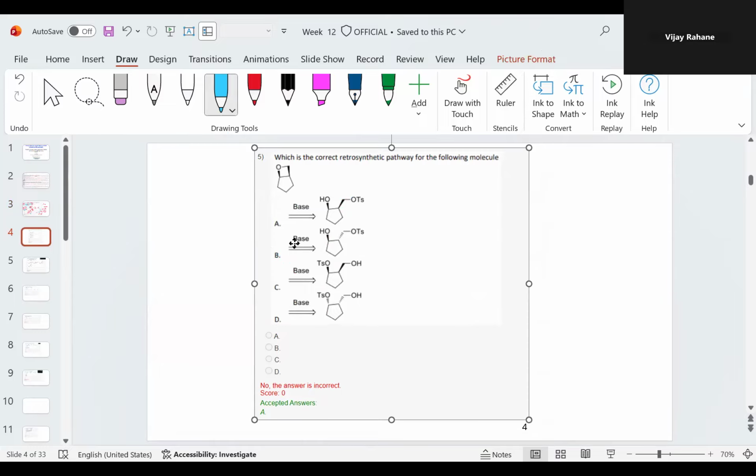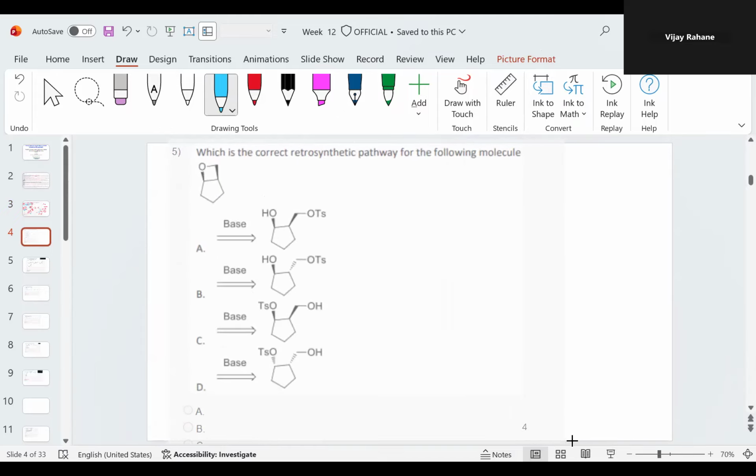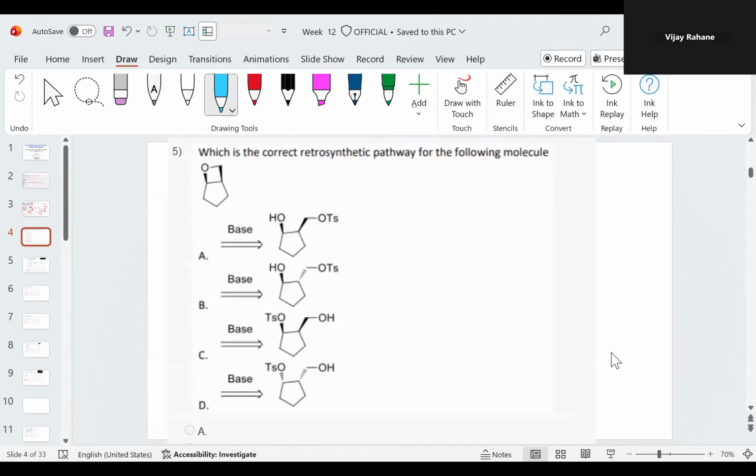I'll just zoom out this question. Okay, so this is what we have. The second question: which is the correct retrosynthetic pathway for the following molecule? This is our target molecule, and if you look closely, how can the synthesis of the target molecule be achieved?